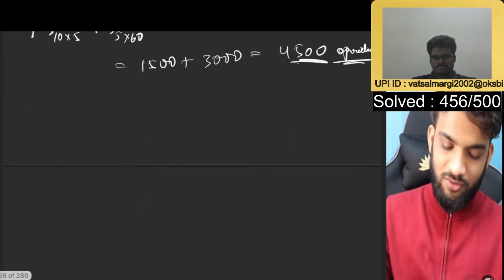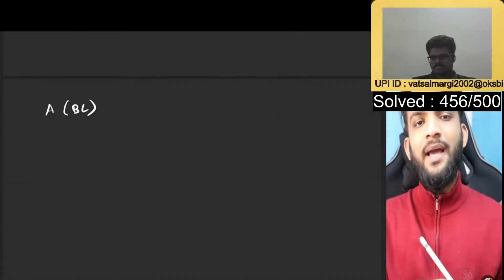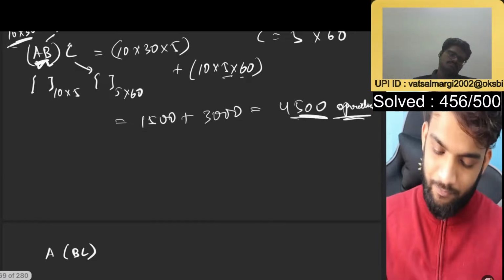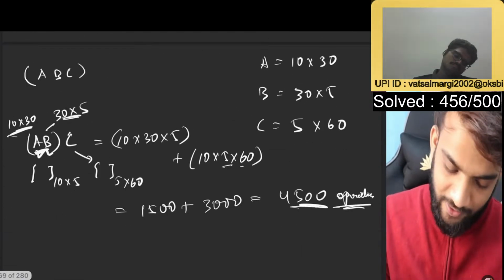What will be the other way? Listen. First, why don't you multiply BC, and then multiply the resultant with A? Okay, makes sense. What is B? B is 30 cross 5. What is C? C is 5 cross 60.